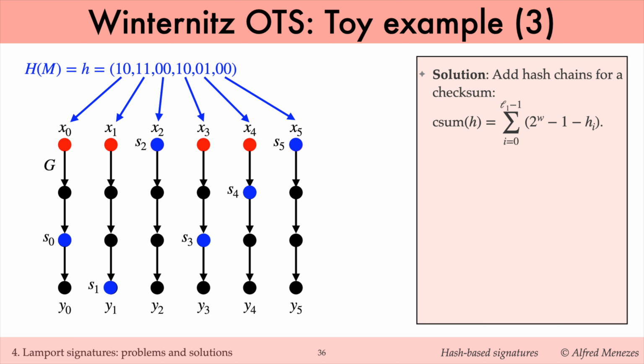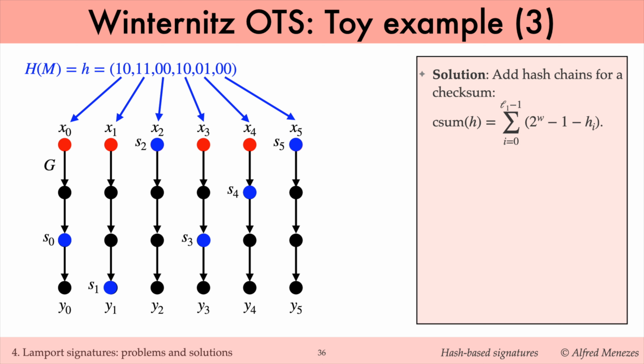To address this security concern, hash chains are added for a certain checksum of the message hash. The checksum of the message hash H is defined to be the sum of the terms 2 to the w minus 1 minus Hi for each block Hi of H. This is the distance between the signature component Si and the public key component Yi.